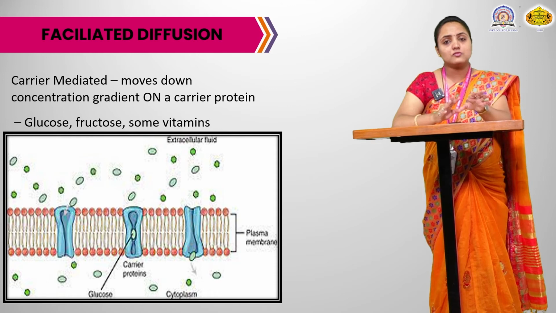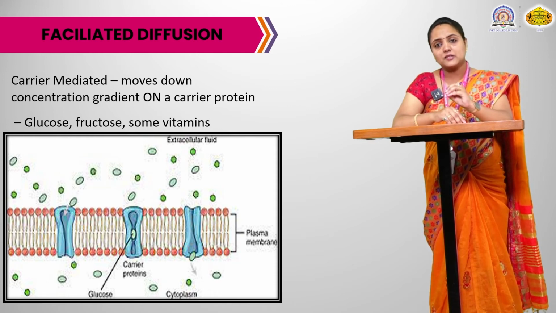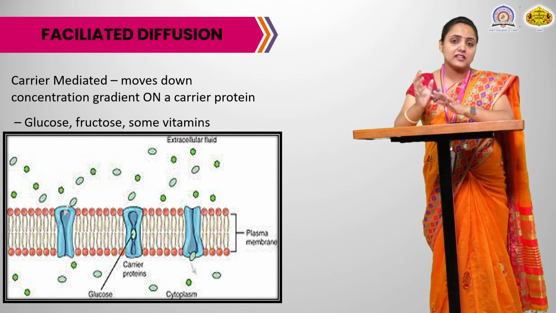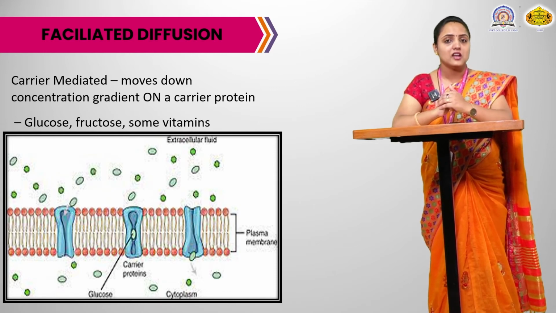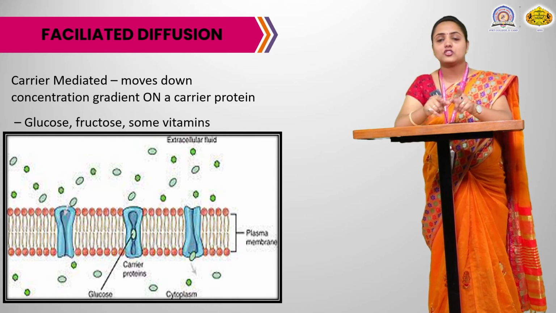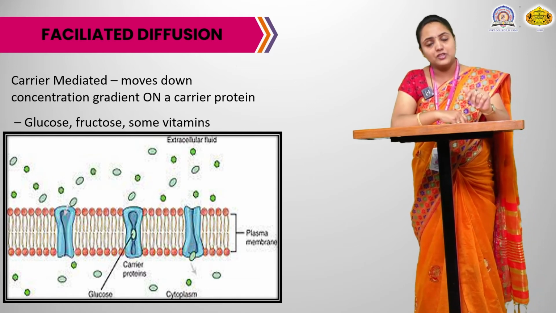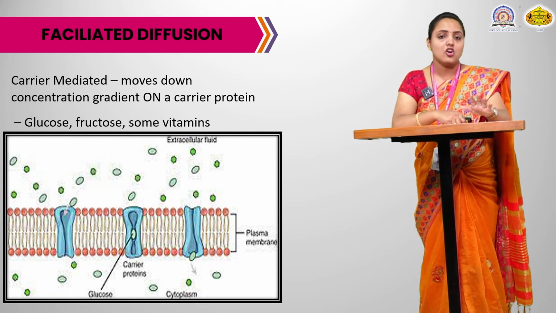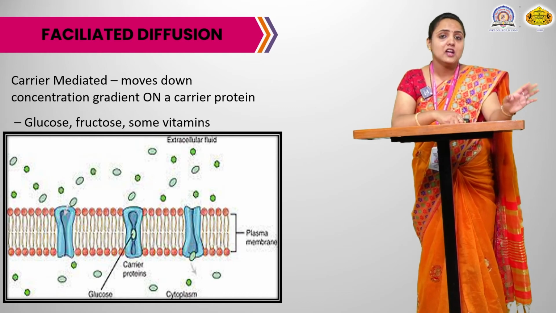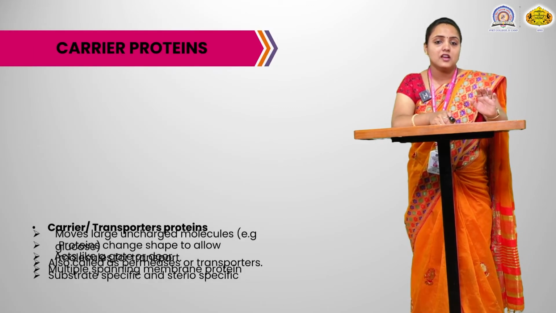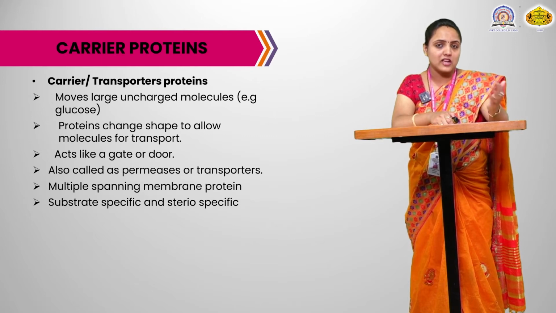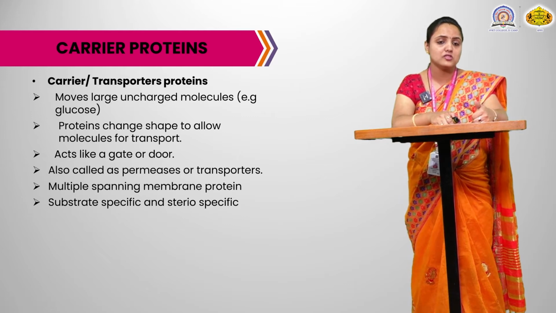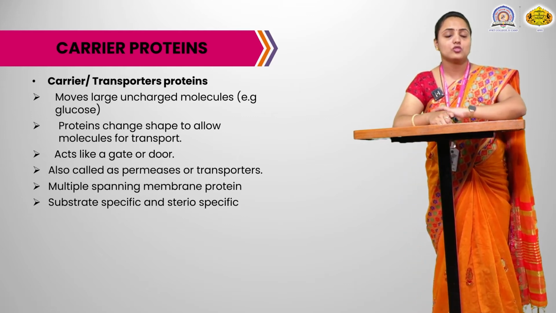So if your glucose molecule is attached to your transporter, the conformation changes in such a way that the glucose molecule is penetrated inside the cell. And again, when it is empty, the conformation changes again, and it goes and takes up glucose from outside the cell. In such a way, the transport mechanism is on and off on the basis of the substrate availability outside the cell. Carrier proteins are also called transporter proteins. They move uncharged molecules, for example glucose; the protein changes shape and allows the molecules to be transported.